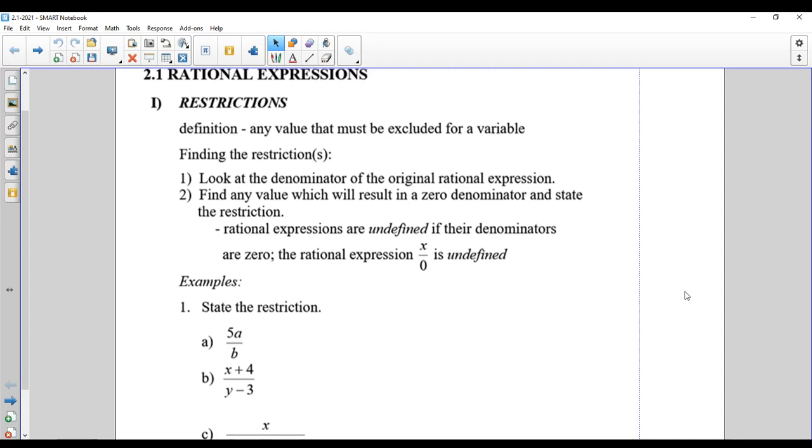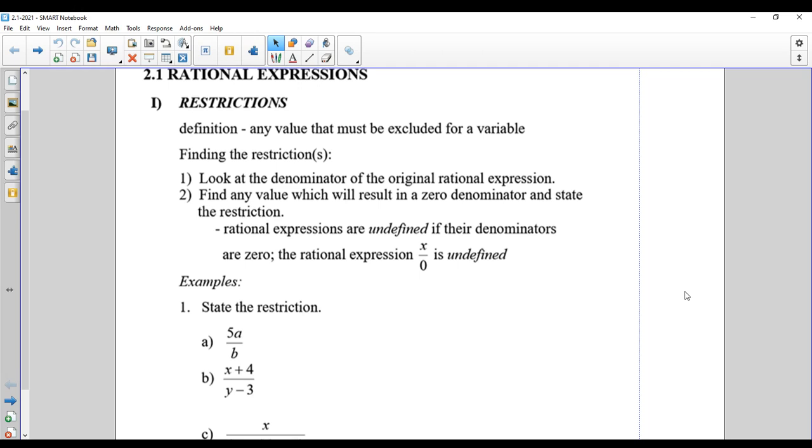Let's just go through a couple of terms here. Rational expressions, which we've defined. Any value that must be excluded for a variable is a restriction. Because you now have a denominator, there is now the possibility that you could have a variable that becomes zero, which means that you cannot evaluate this expression.